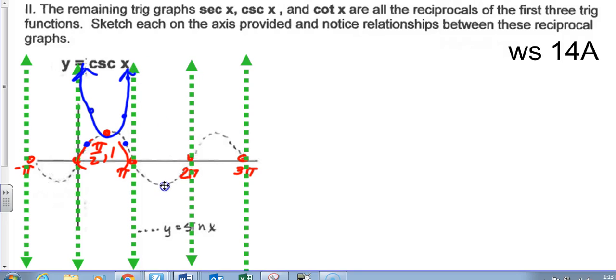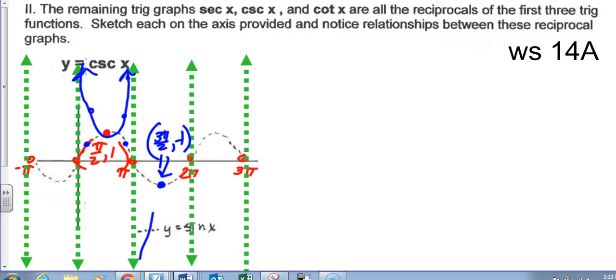Now, over here, at 3 pi over 2, it was down at -1. What's the reciprocal of that? Reciprocal of -1, still -1. So that point is still part of the cosecant graph. But as it gets close to 0, like -1/10, it would be clear down at -10.